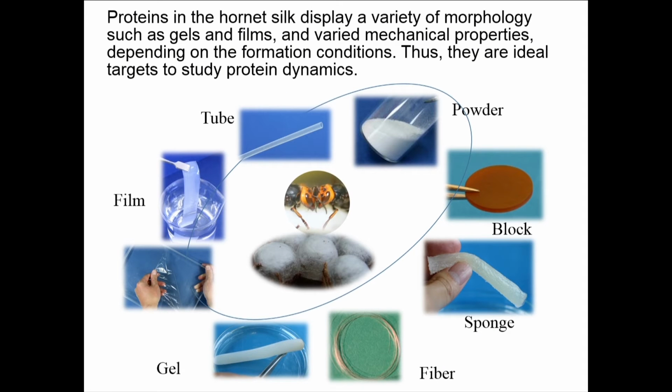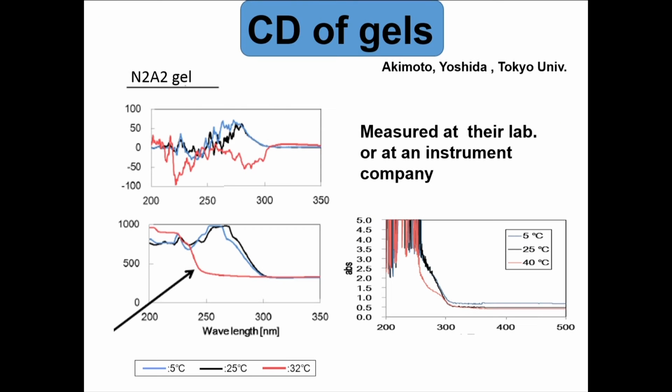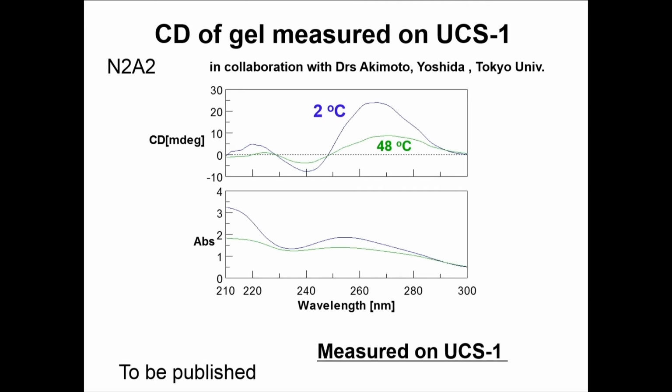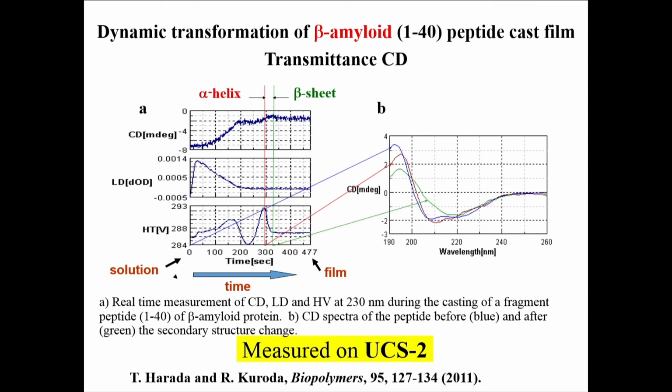And also these are hornet silk, and you can see even in the solid state, the alpha coil to beta sheet change occurs. And also we just managed to obtain the CD of gels, and we can obtain something quite interesting, but it is not published yet. And also I had a horizontal sample stage, and then you can work a little bit on the dynamics of protein folding using our horizontal sample stage instrument.